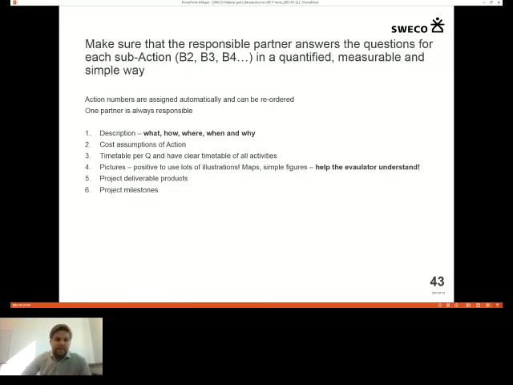Also, pictures, very positive. Maps are obligatory, but other simple figures, if you can explain the flow of your method, for example, in a picture, this will help the evaluator understand faster and might even lead to better evaluation. So try to include as many pictures and graphical illustrations as possible. It certainly helps the evaluator to understand. Again, deliverables, the outputs, these should also be specified per action.